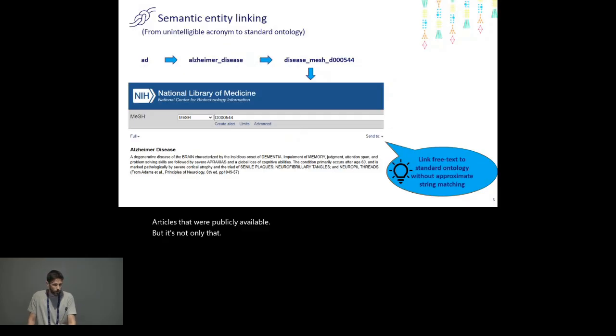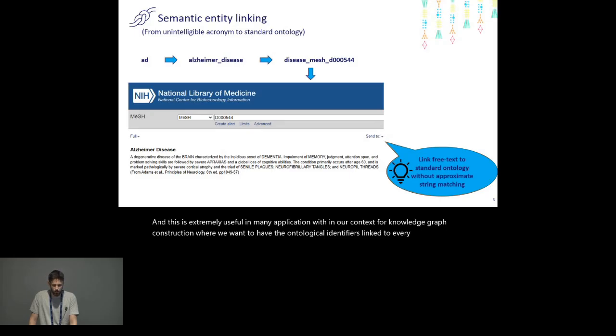Since CSpace encodes both free text and ontological identifiers, we can use it for semantic entity linking. So if you embed the acronym AD in the CSpace, the most similar free text is Alzheimer's disease. And the most similar ontological identifier is exactly the ontological identifier of Alzheimer's disease. And this is extremely useful in many applications in our context, for knowledge graph construction, where we want to have ontological identifiers linked to every entity in order to perform reasoning about that.